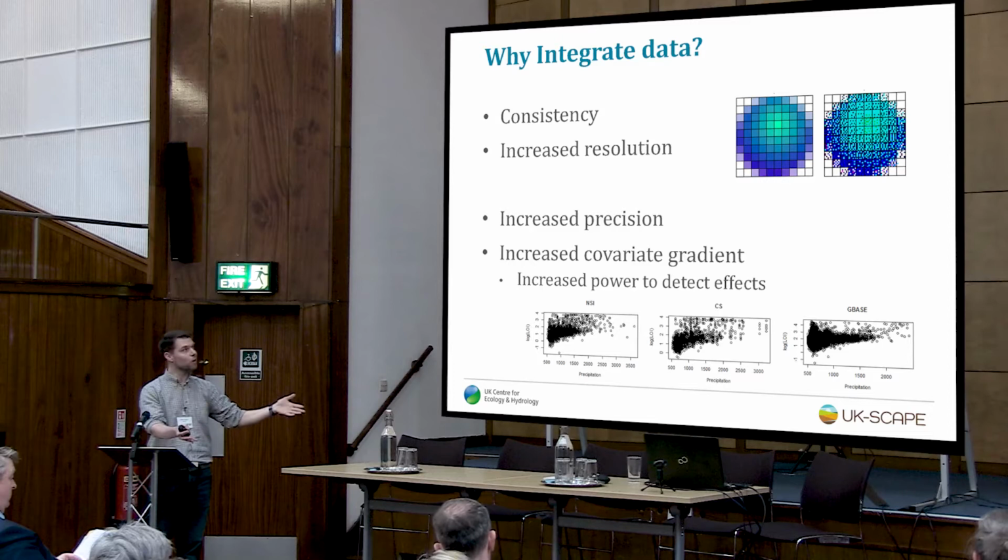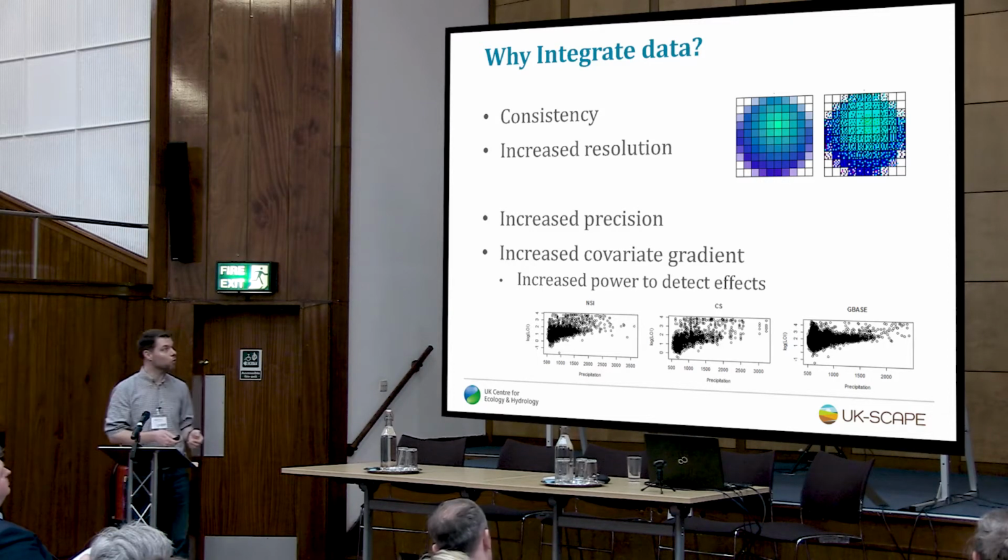Another might be increased resolution. If we can bring together and integrate different data sets together, can we increase our spatial or temporal resolution? And other advantages around increased precision or increased power to detect effects, so effects of the climate. So these are all good reasons why we might want to integrate data. It's worth saying at this moment that there's no such thing as a free lunch. So if we don't do any monitoring at a high spatial resolution, we can't suddenly derive that in some sort of fancy way.